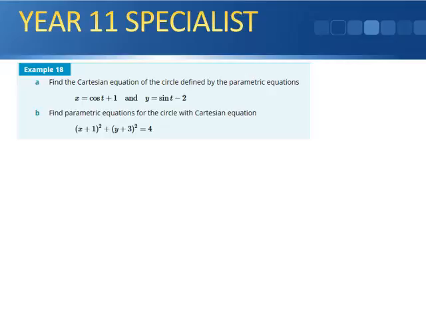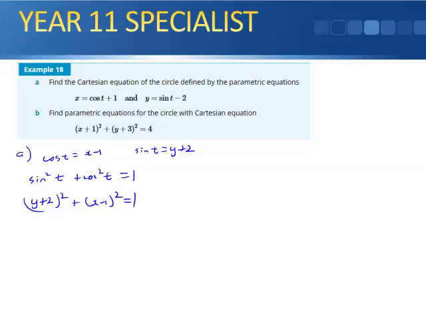Example 18, find the Cartesian equation of the circle defined by this. So what we're going to do for this one here is rearrange to get cos t and sin t. So cos t equals x minus 1, sin t equals y plus 2, and then using the theorem, sin squared t plus cos squared t equals 1. That's Pythagoras theorem. I know what sin t is, I've got (y plus 2) squared. I know what cos t is, (x minus 1) squared equals 1. So I'll leave that one like that.